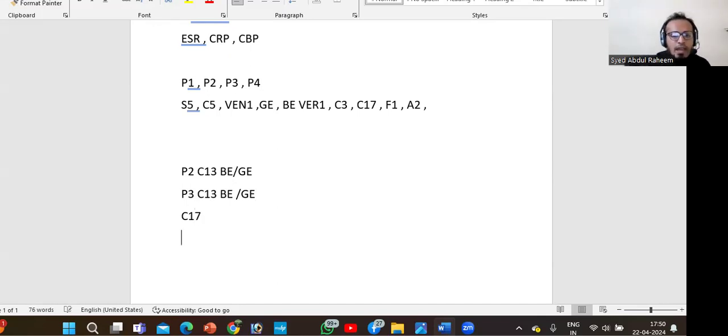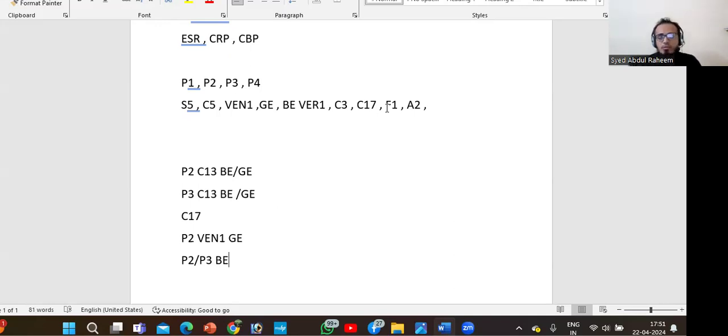And we have other remedies also. If there are severe issues, P2, Ven1, GE. And for application, you need P2 or P3 plus BE. This is for application. If the patient has fever, you need to add Ven1 and F1 also.